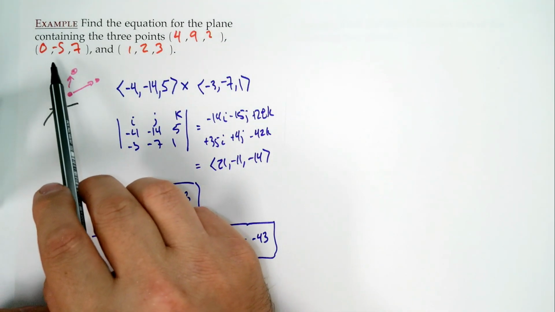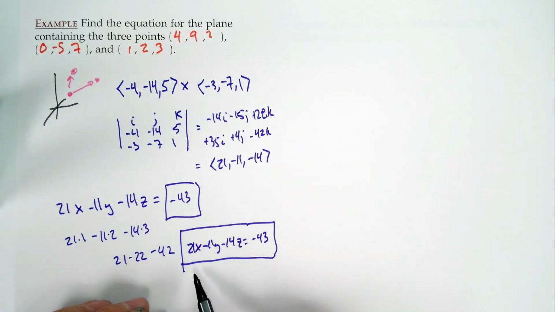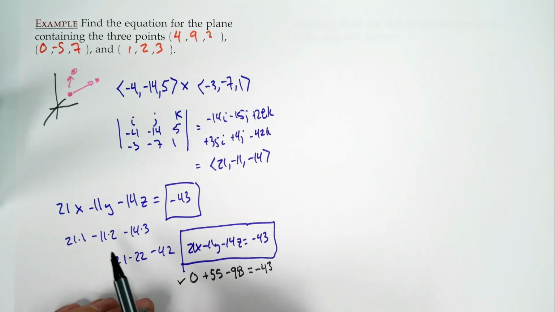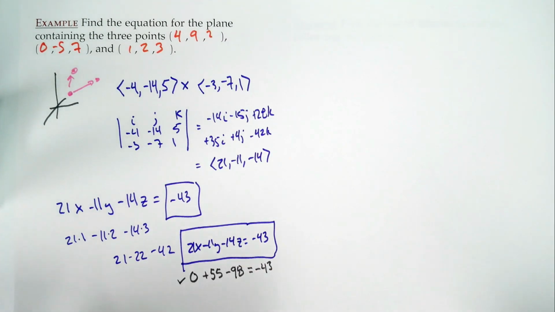So suppose we plug in 0, negative 5, 7. So we'd have 0 plus 55, because negative 11 times negative 5 is a plus 55. And then negative 14 times 7 is negative 98. Well, if you take 55 and subtract 98, what do you get? You get negative 43. 55 plus 43 gives you 98. So it's a check. We used 1, 2, 3 to get the constant, and we can check the constant by plugging in a point.